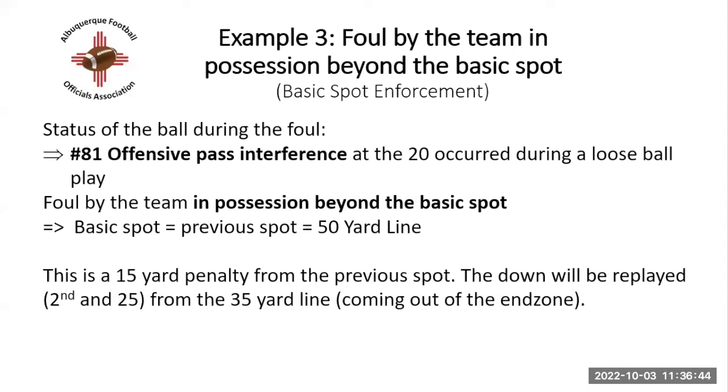Status of the ball during the foul. Number 81, pass interference, occurred during the loose ball play. The foul is by the team in possession beyond the basic spot. That is a basic spot enforcement. The previous spot was a 50-yard line. So it's a 15-yard penalty from the previous spot. The down will be replayed, 2nd and 25 from the 35-yard line. Come out.